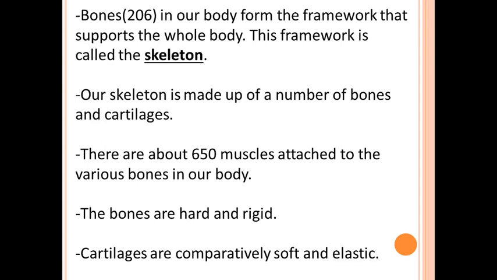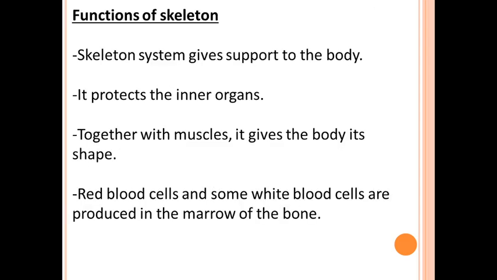The bones are hard and rigid, and as compared to the bones, the cartilages are soft and elastic, like I have said about the chewing gum. Understood the introduction part of our second session? So see, some functions are also there. Means if the skeleton is there, that skeleton performs some functions. Correct? So what are these functions?